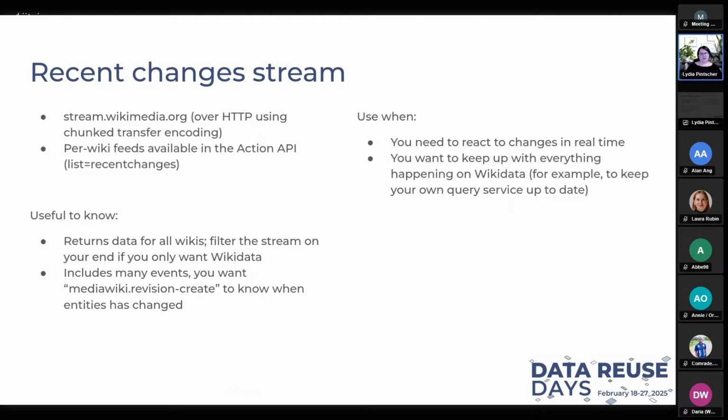You want to use the recent changes streams if you're interested in real-time updates. So if you're building a system that needs to be updated with every edit on Wikidata and you want to keep up with it, that's what you want to use. And this is, for example, important if you're running your own query service and you want to keep that up to date with what's happening on Wikidata.